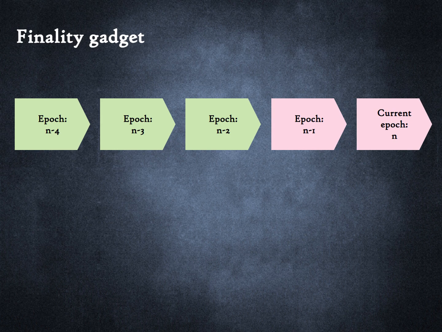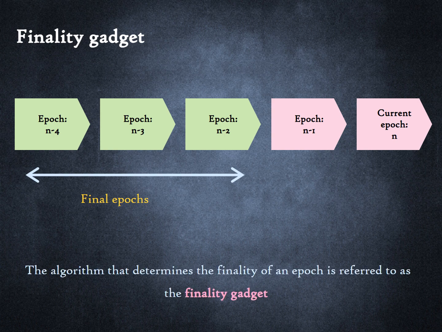In Ethereum's proof-of-stake model, an epoch becomes finalized after certain conditions are met. Typically, if all was operating as expected, if the current epoch was n, then we would expect all blocks up to and including n-2 epochs to be finalized. The algorithm that determines the finality of an epoch is referred to as the finality gadget, and its details are outside the scope of this course.